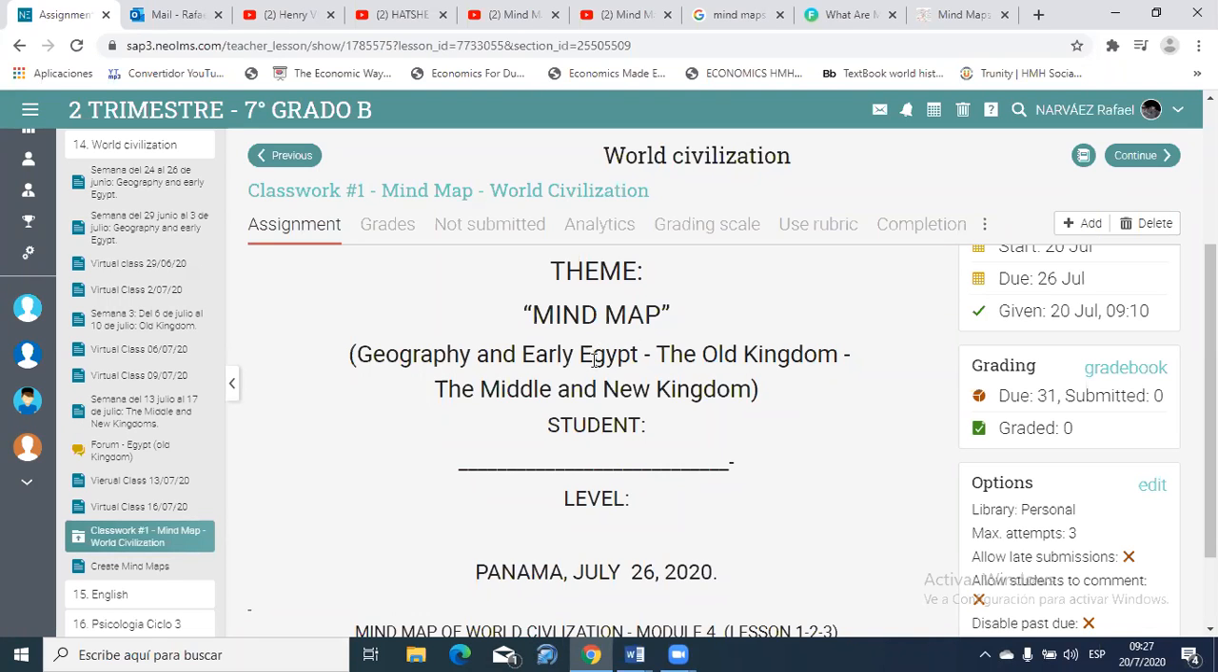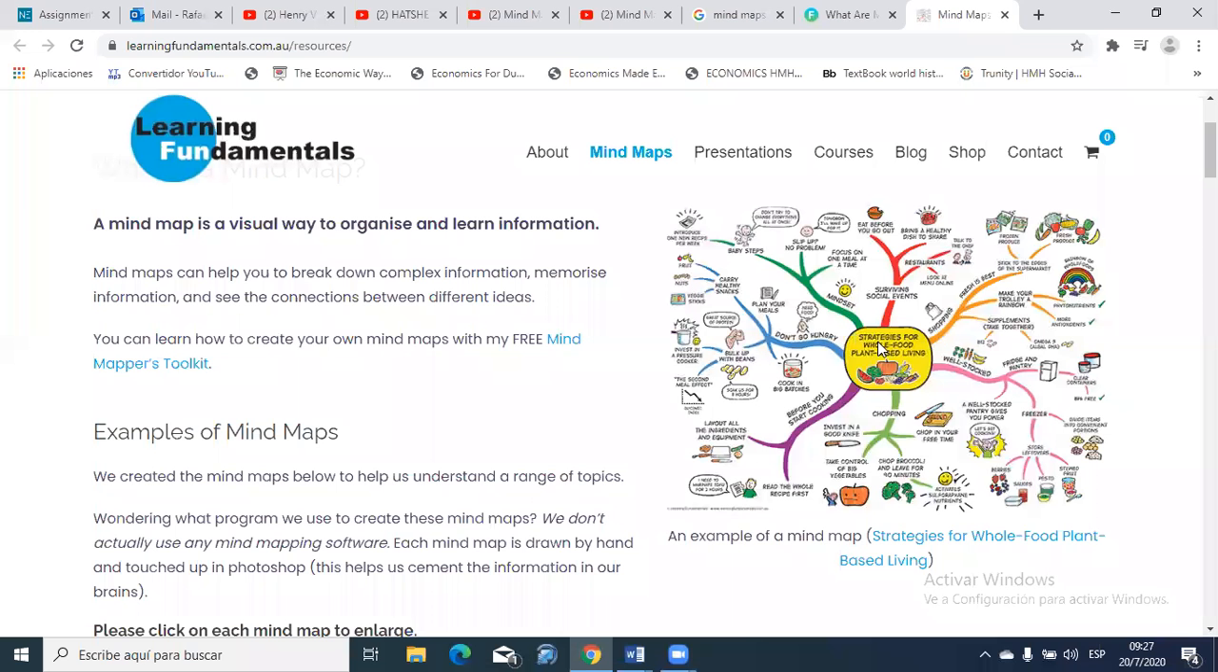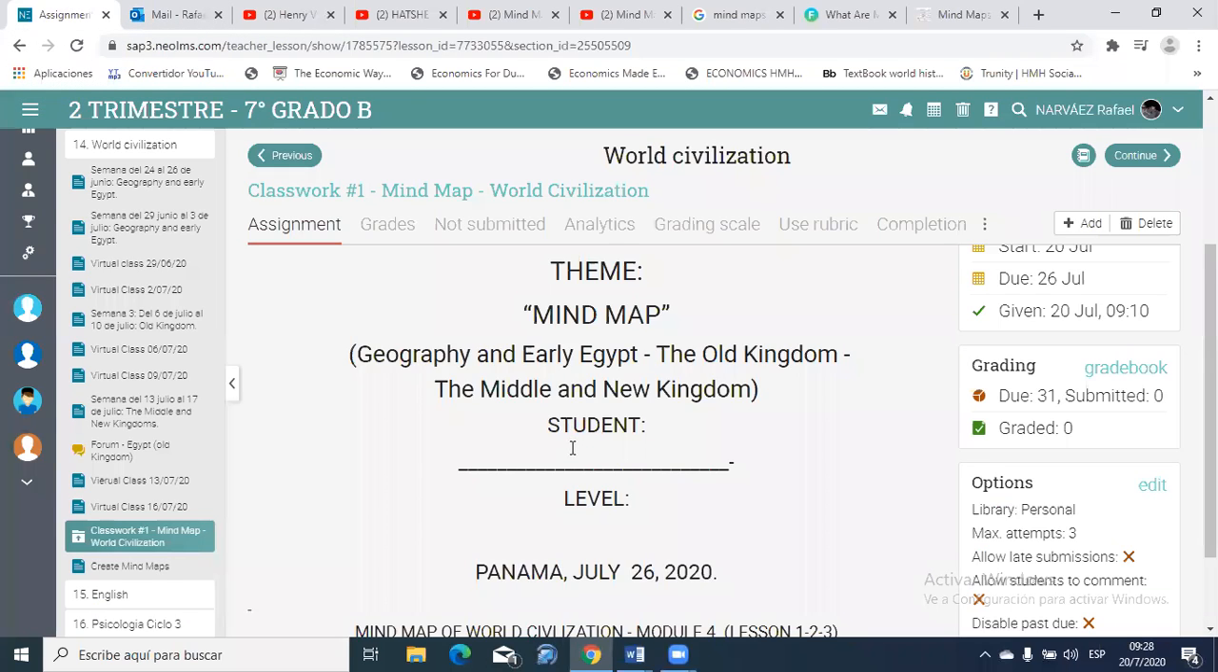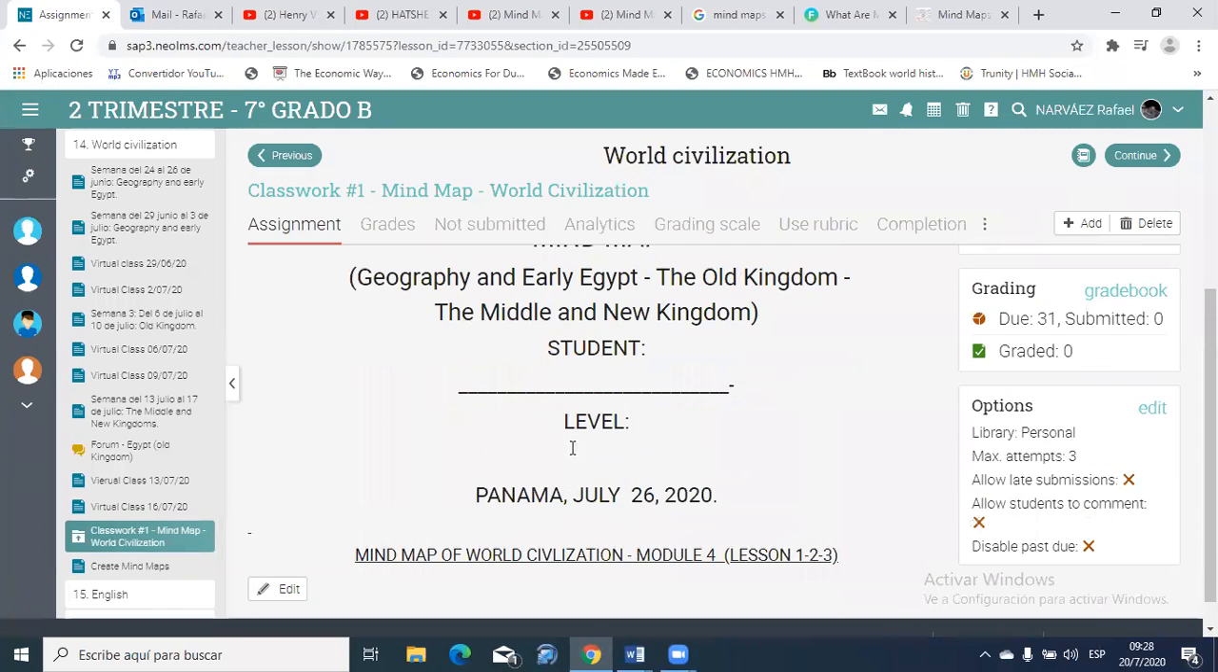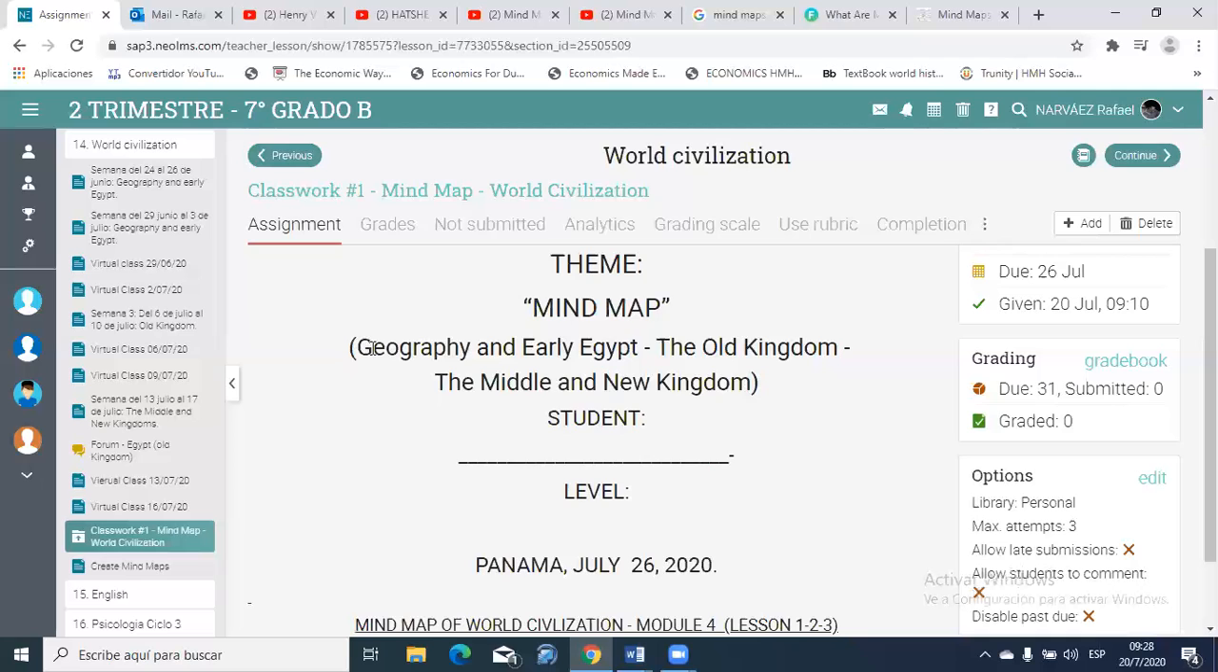Have to write a title in the middle, like over here, guys, like this one over here. You need to write the title over here in the middle. For instance, you can write Egypt over here, and then you have to write three branches. Why? Because there are three topics over here. The three topics or the three chapters that we study. This is chapter number 1, chapter number 2, and chapter number 3.